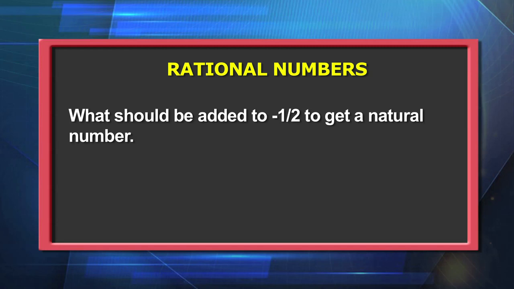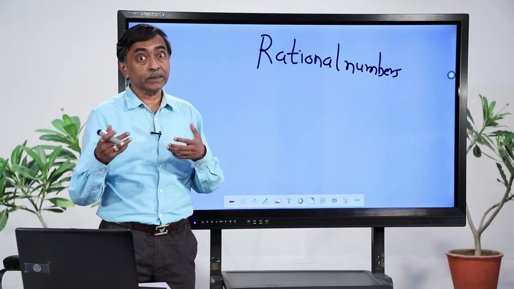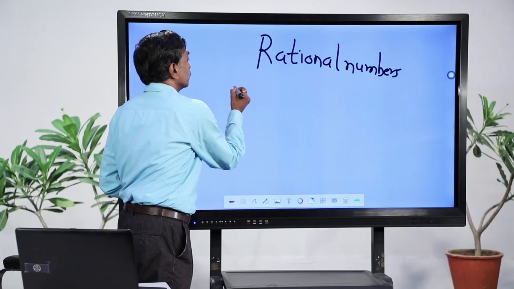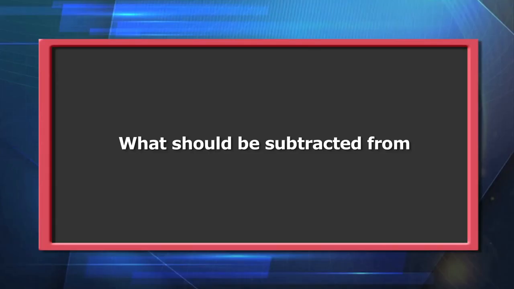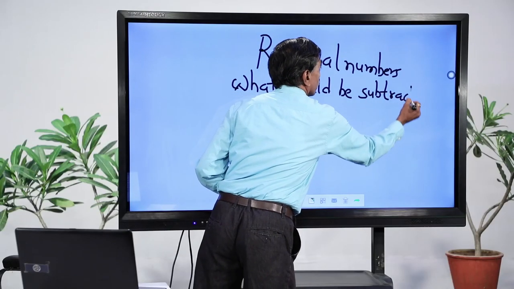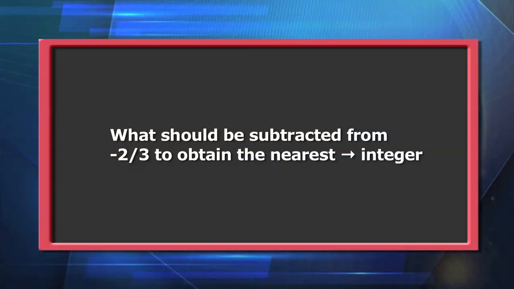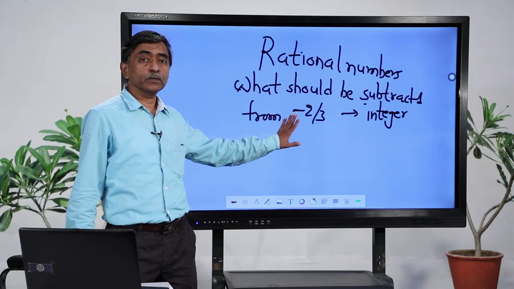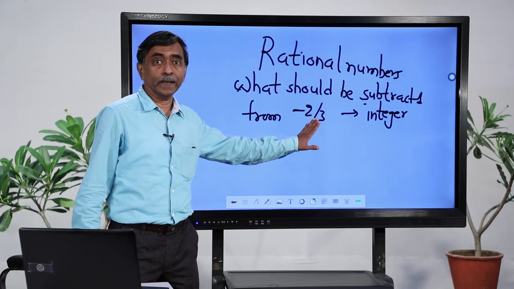I discussed some of the questions rather, and one of them was what should be added to minus 1 by 2 to get a natural number, the nearest natural number to minus 1 by 2. I continue this and I ask you what should be subtracted from minus 2 by 3 to obtain the nearest integer. So, we were trying to locate the integer that is nearest to minus 2 by 3.